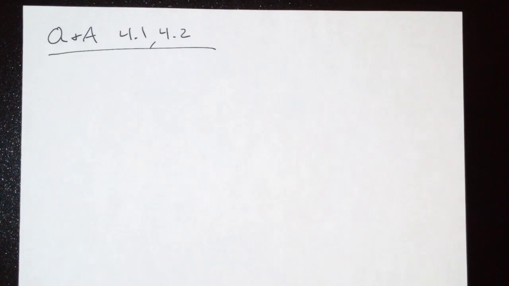Okay, chapter 4, sections 1 and 2. Extreme values, Rolle's theorem, the mean value theorem. What questions do you have for me?